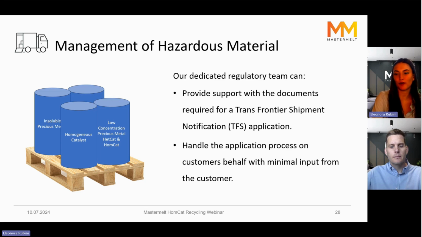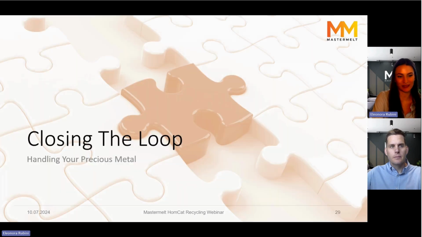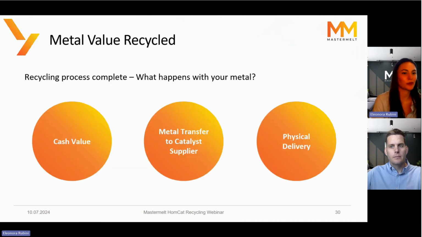A last topic before we jump into the case study, and this is something that is very important to most of us: closing the loop. And how do you handle the precious metals? Once all the recycling part has been done, many of you are left with the question, all right, what happens with my metal? How do I get it back? How do I get my fresh catalyst back? And there are a couple of options that are available to you.